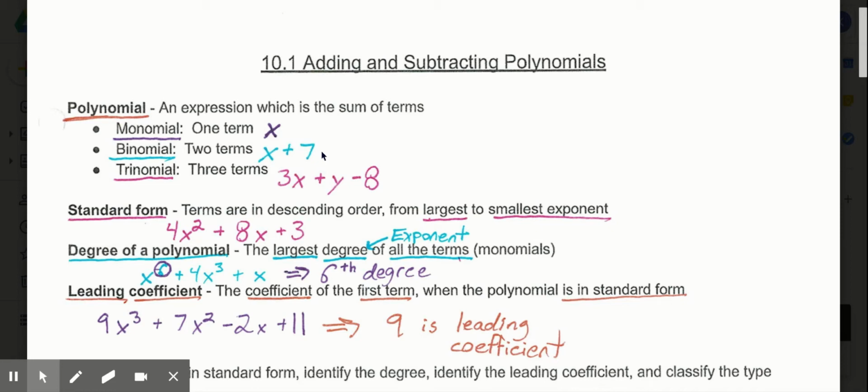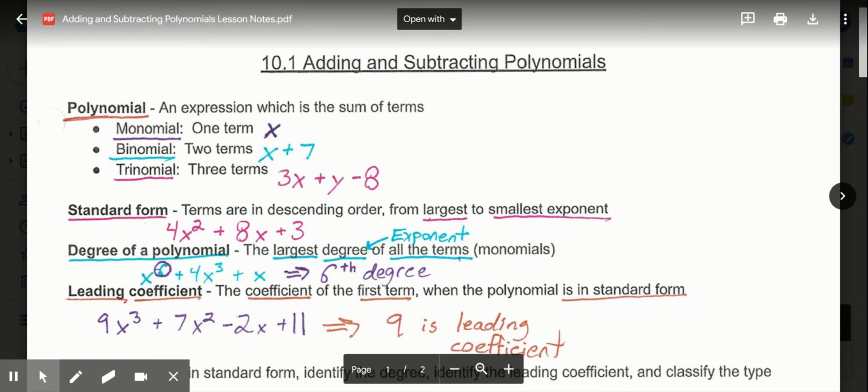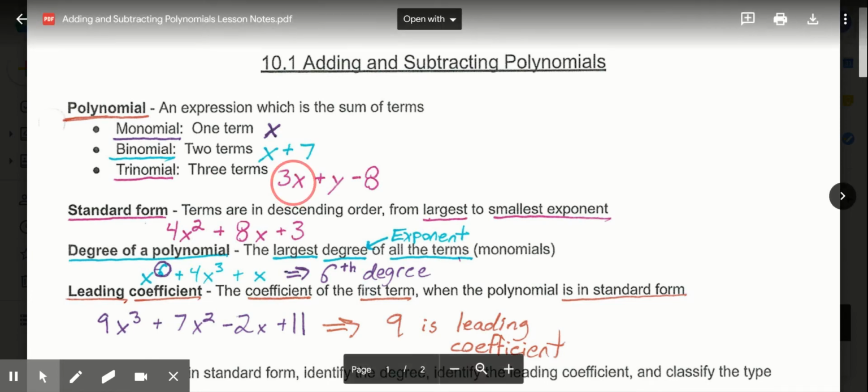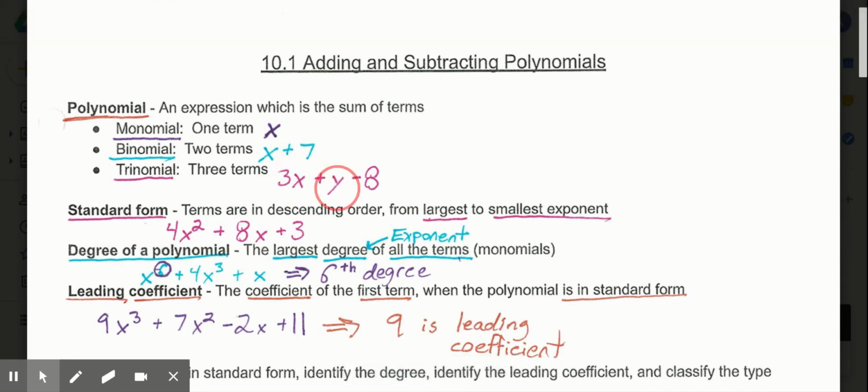And then we have trinomials, prefix again, tri meaning 3, previous one, bi meaning 2. So a trinomial has 3 terms. So our example here, 3x plus y minus 8. 3x is one term, y is another, and the negative 8 is our third term.